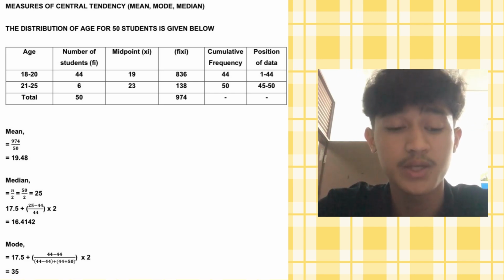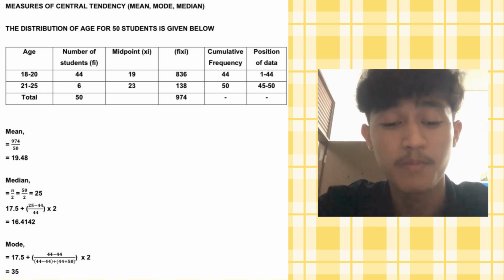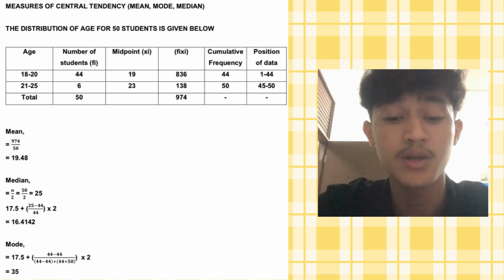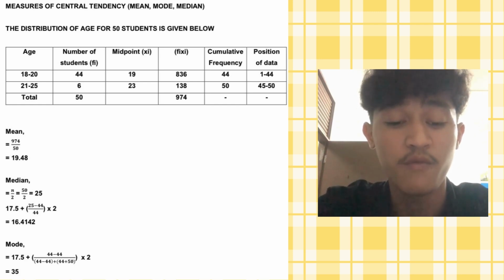For the calculation, mean is 974 over 50 equals 19.48. Median: n over 2 equals 50 over 2 equals 25. 17.5 plus in brackets 25 minus 44 over 44 times 2 equals 16.4142.